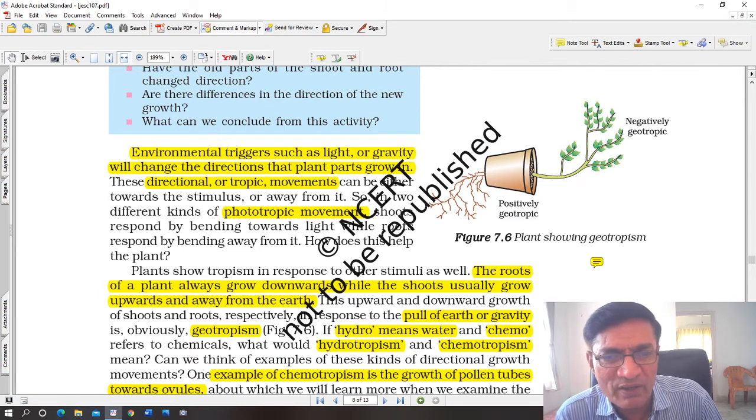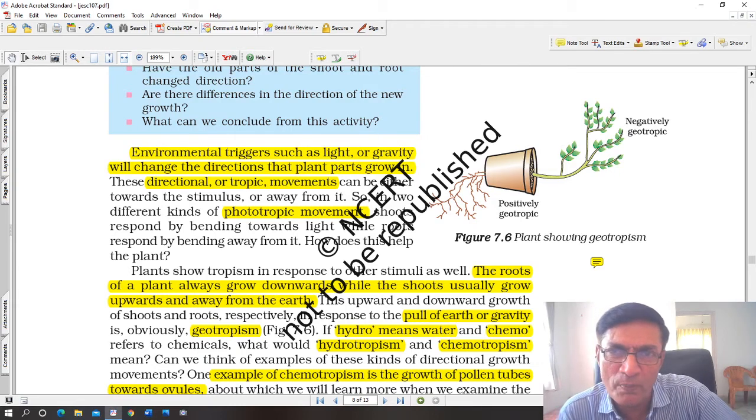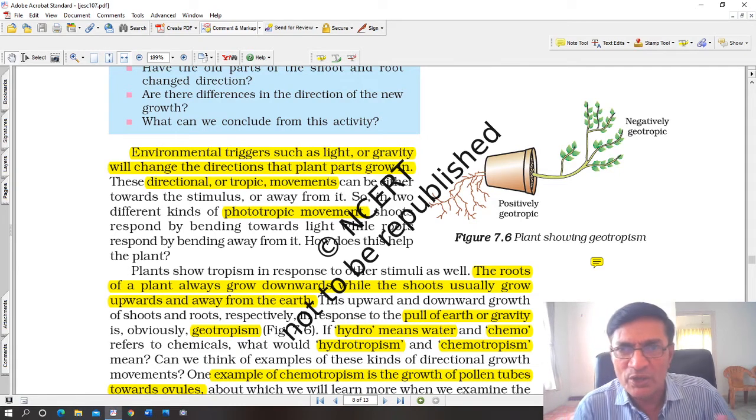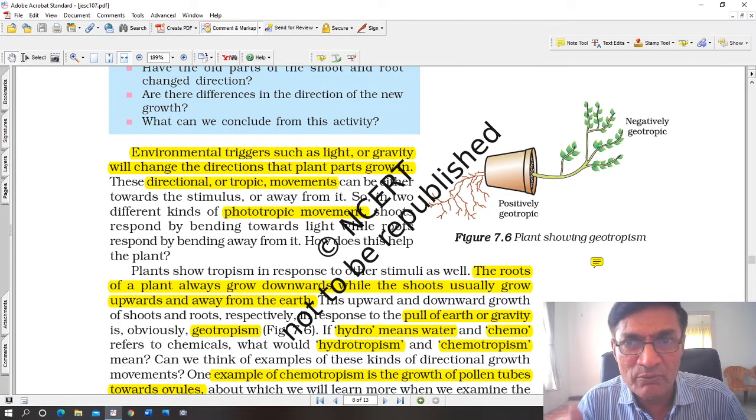So in two different kinds of phototropic movements, shoots respond by bending towards light while roots respond by bending away from it. How does this help the plants? The most important thing to understand is that positive tropism means towards, negative phototropism means away. Here the environment is triggering; in this case it is light which triggers it.